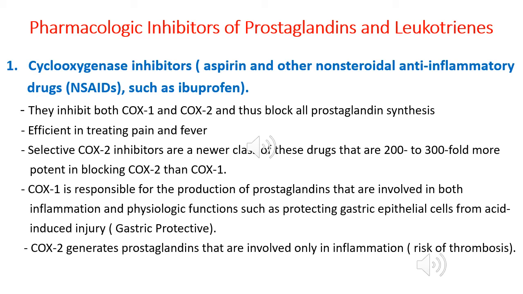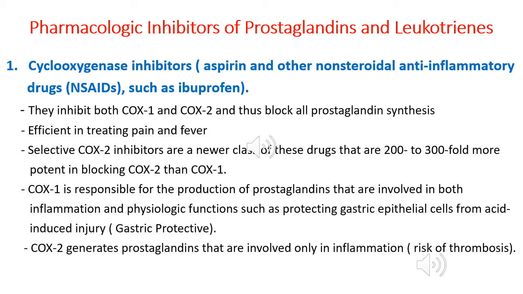The prostaglandin is very important in protecting the mucosa of the stomach. When we suppress the prostaglandin, this makes the stomach more liable to ulceration or erosion, especially when using these medications. So, COX-2 generates prostaglandins that are involved only in inflammation. That's why we are targeting COX-2, what we call selective COX-2 inhibitors, because we only want to stop the prostaglandins involved in inflammation, not those involved in gastric protection, for example.